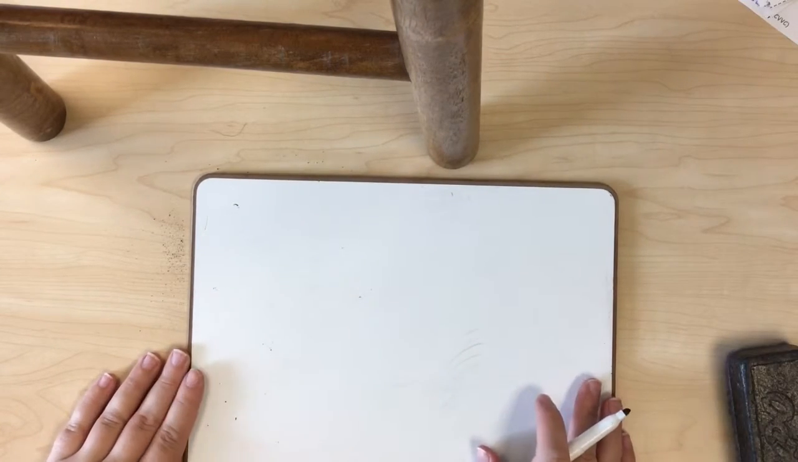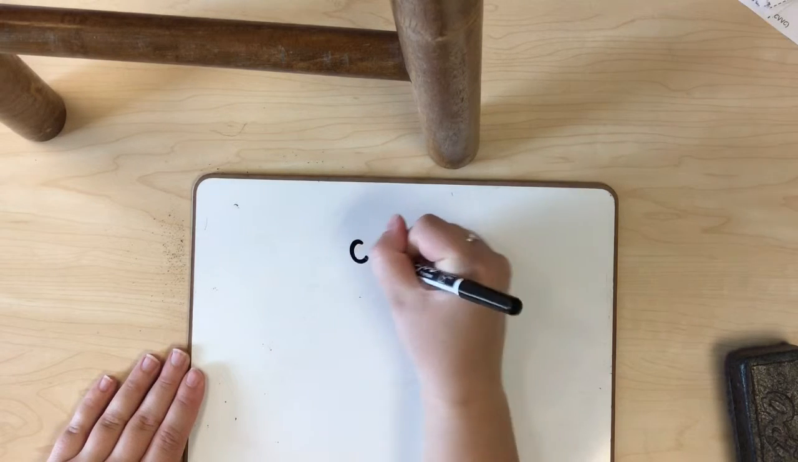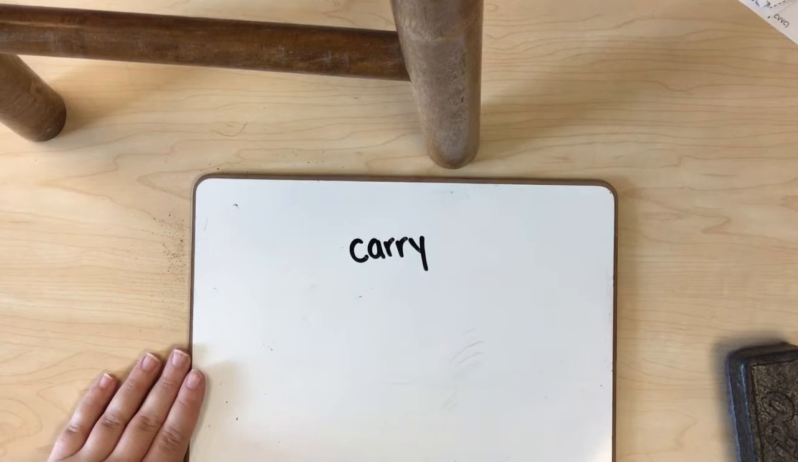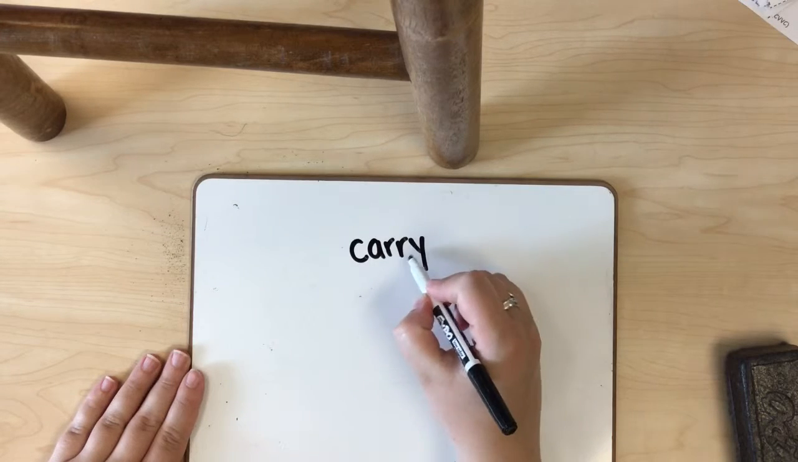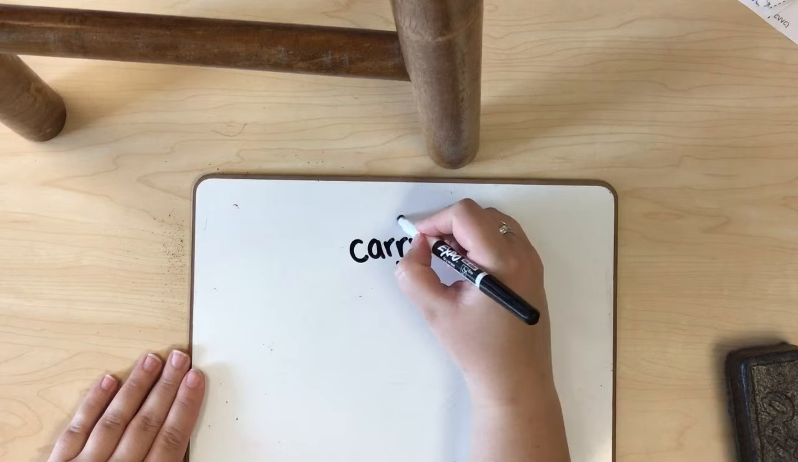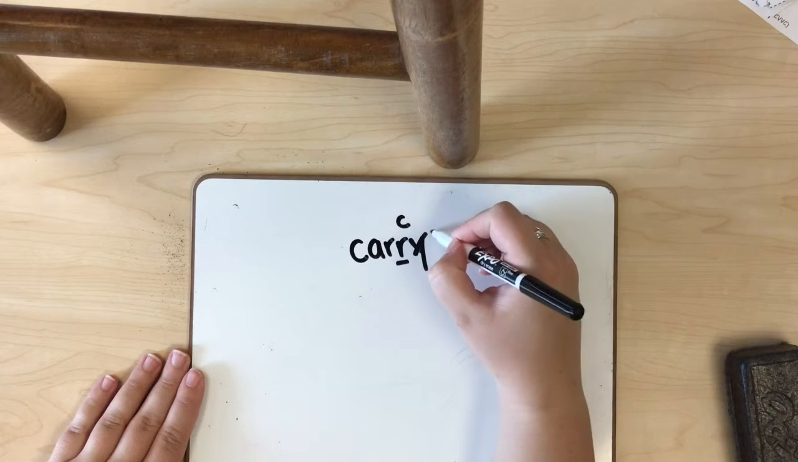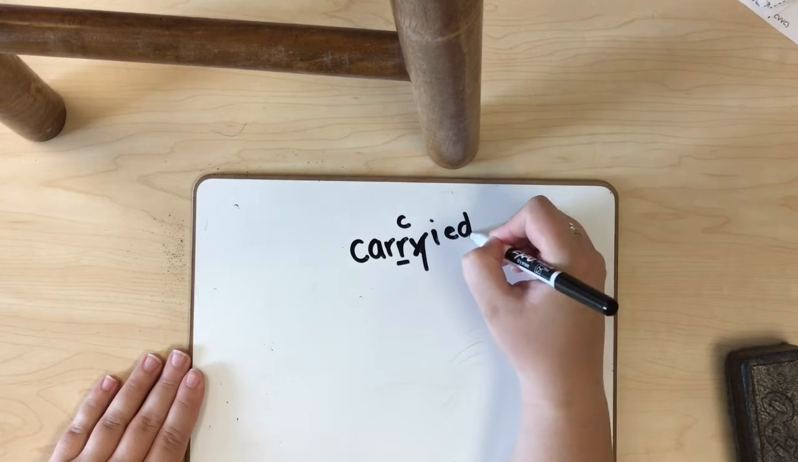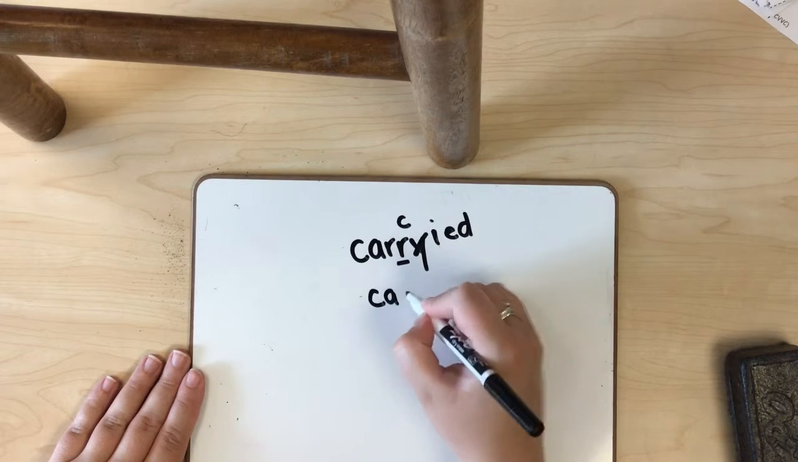My next word is carried. So I'm going to spell carry. Now if it's carried, such as I carried the ball down the street, I need to add an ed, but I first need to look at the spelling pattern. So R is a consonant, so I'm going to change that Y to an I, and then instead of the ES, I'm going to add ED. So my new word becomes carried.